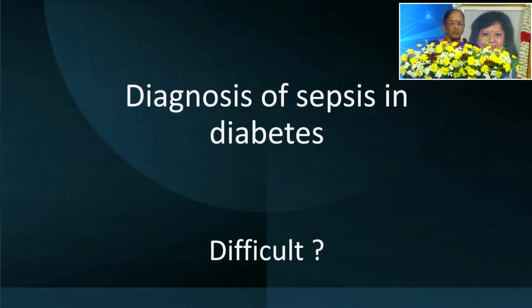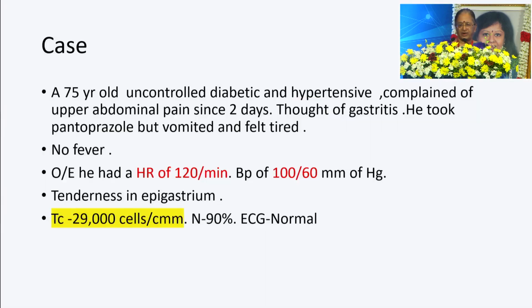So let's start from the beginning. Sepsis begins with the diagnosis. If you make a diagnosis, then you can treat. So what's different about the diagnosis? Is it difficult? I will start with cases that I have seen. A 75-year-old with uncontrolled diabetes and hypertension complained of upper abdominal pain since 2 days. As usual, everybody thinks upper abdominal pain is gastritis, so he took a pantoprazole, but he vomited and felt tired. He had no fever. When I examined him, the only thing that made me look up was the heart rate of 120 and the BP in a hypertensive being 100/60.